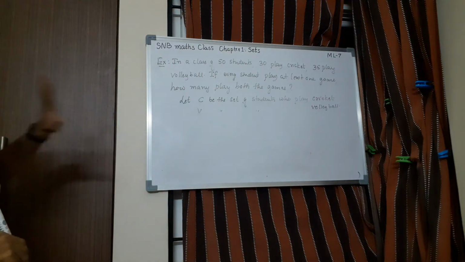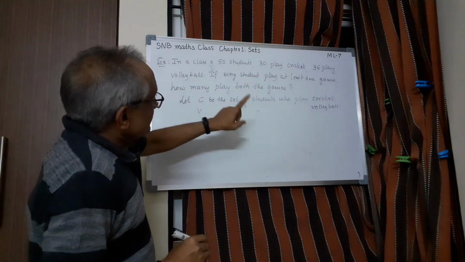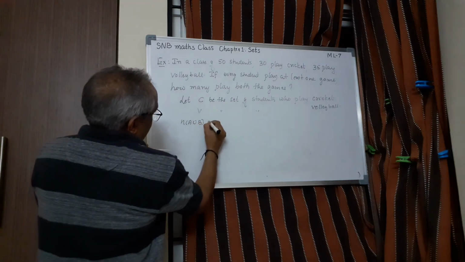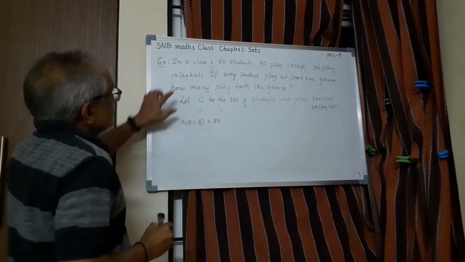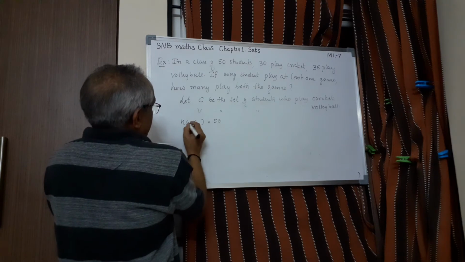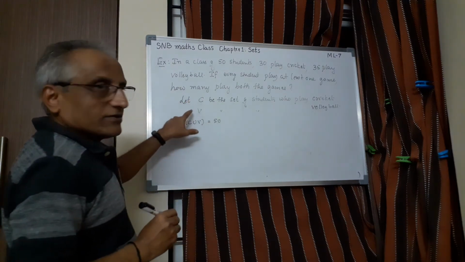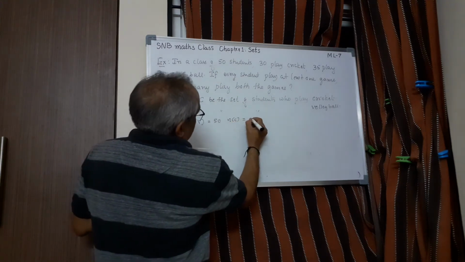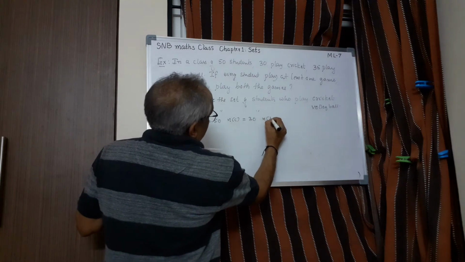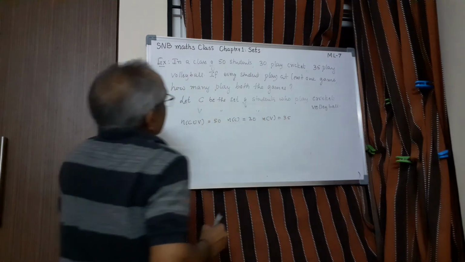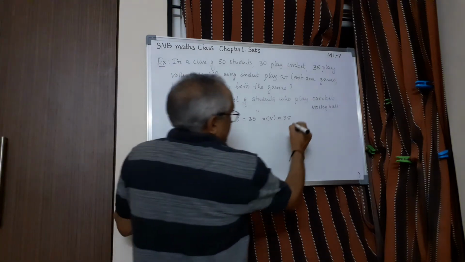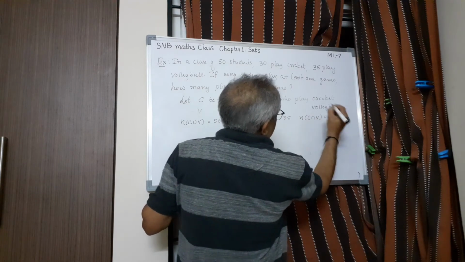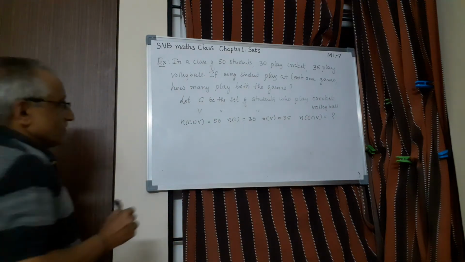Now, what is given according to the problem is every student plays at least one of the games, meaning n of C union V is given. This is 50. Whatever set symbol you have taken here, same thing. Number of C is given, this is 30. Number of V is given, 35. How many play both means it is intersection. Number of C intersection V, this is equal to how much? This is the question.